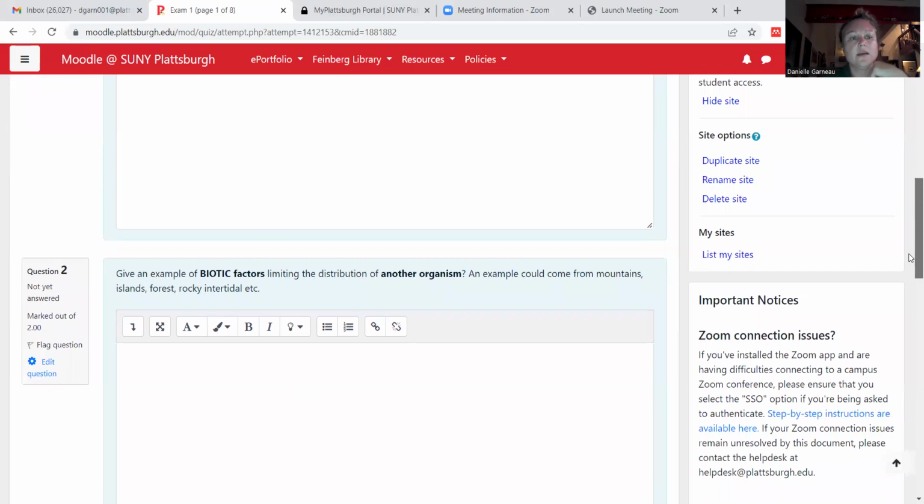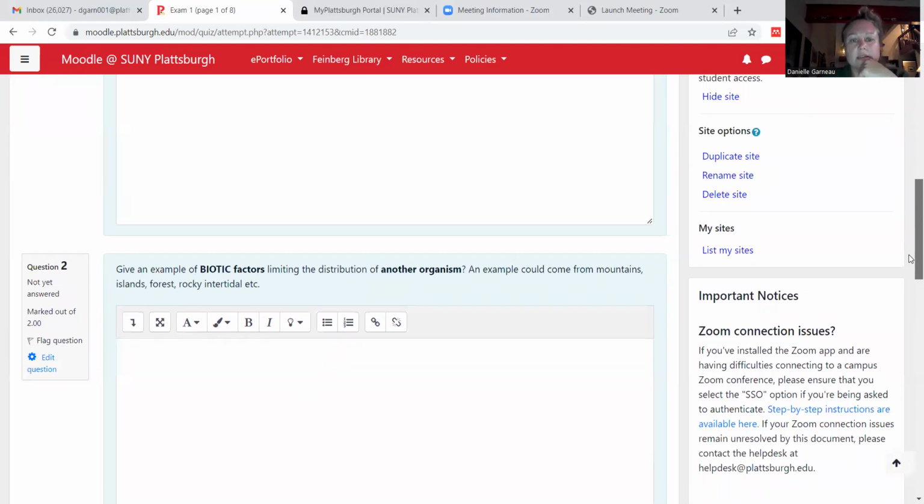Circulating air masses. This next one: give an example of biotic factors that limit the distribution of another organism. I mentioned it can come from any of these habitats, but I'm thinking back to some of the examples we covered. If we were talking about disease, we gave the example of Hawaii and the birds moving up higher in elevation to avoid some of those parasites and diseases that were coming in, for example, malarial mosquitoes and whatnot.